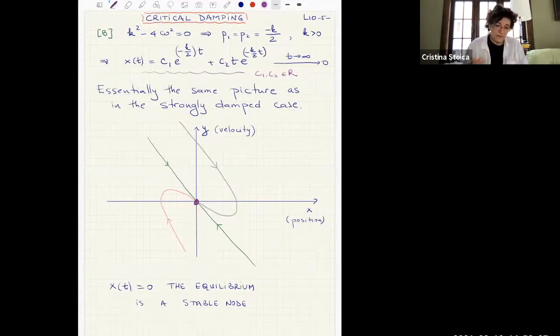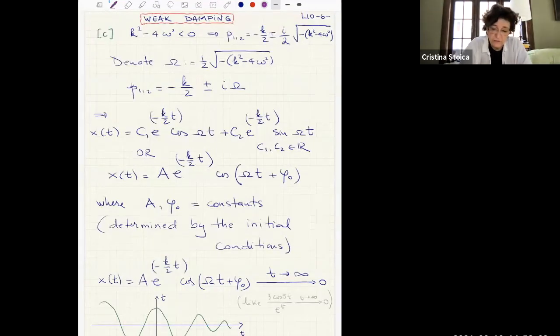And finally, there is a weak damping case in which we have complex roots of the characteristic equation, right? So here they are, right? And to ease notation, I introduced this capital omega, right? So we can see how the roots actually look. And then we write again the general solution as we know from the ODE course.